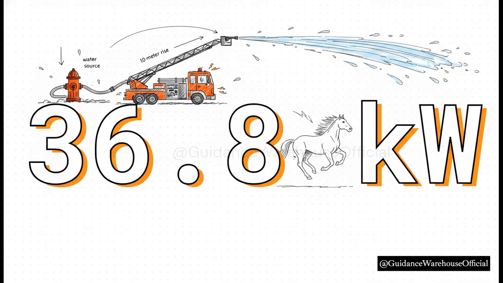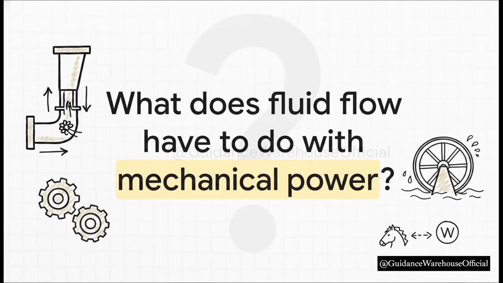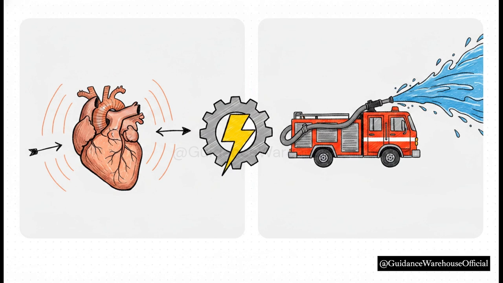Now, consider this massive number, 36.8 kilowatts. That's roughly 50 horsepower. In our source material, this is the raw power required for a fire truck pump to take water from a hydrant and push it up a 10-meter ladder into a fire hose nozzle. Wait, this is an important moment. You might be sitting there wondering, what does physical fluid flow actually have to do with mechanical power measured in watts or horsepower? Think about the fundamental definition of power.